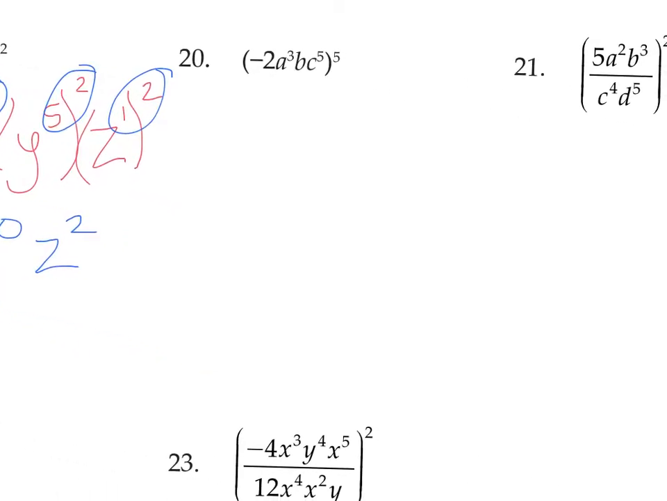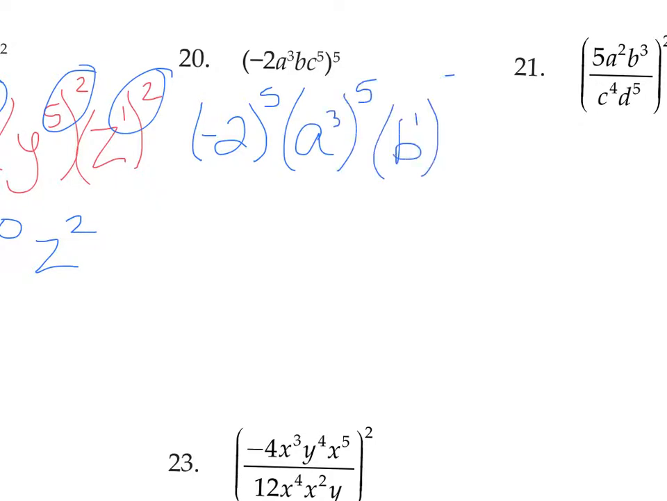Number 20, same kind of thing. This 5 is going to go on all these bases. Again, the -2 and the a are not stuck. The a is getting the cube, but the 5 is going on the -2 and the a cubed. So write them out: -2 to the 5th, a cubed to the 5th, b to the 1 to the 5th, c to the 5 to the 5th.